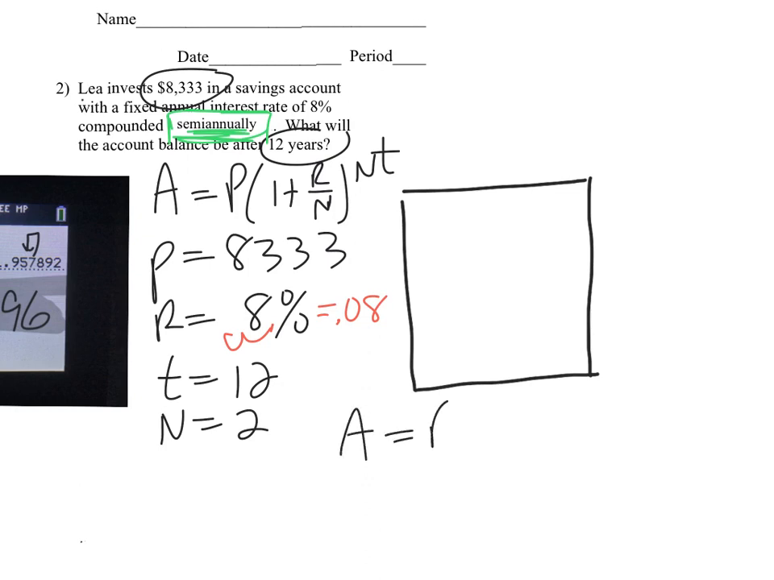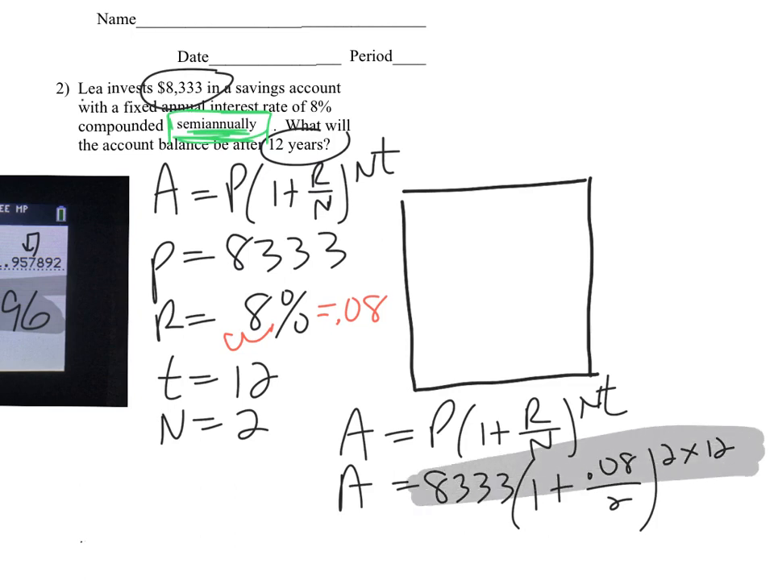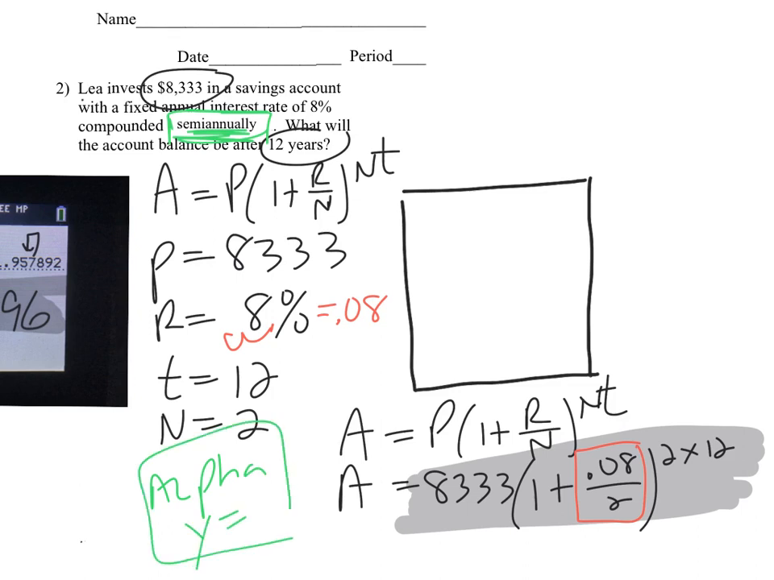So we're going to plug into our interest formula and then evaluate the expression right on our calculator. So here we're going to have the principal, $8,333, parentheses 1 plus R over N, 1 plus 0.08 over 2, raised to the N times T, 2 times 12 power. And we're going to enter this expression exactly as we see it right into our graphing calculator. Also, we're using the fraction template, the alpha y equals on our calculator, to enter in our 0.08 over 2. Enter that directly as you see it into your calculator.